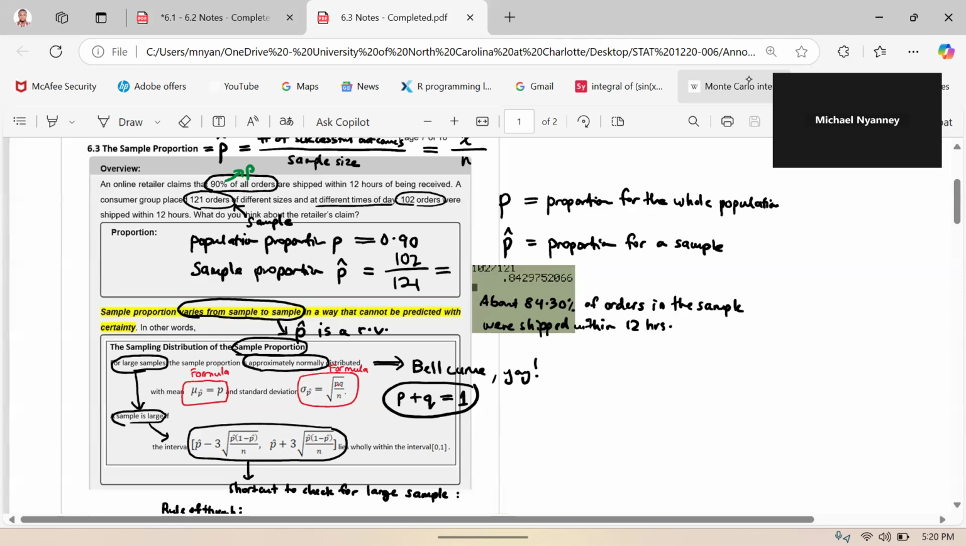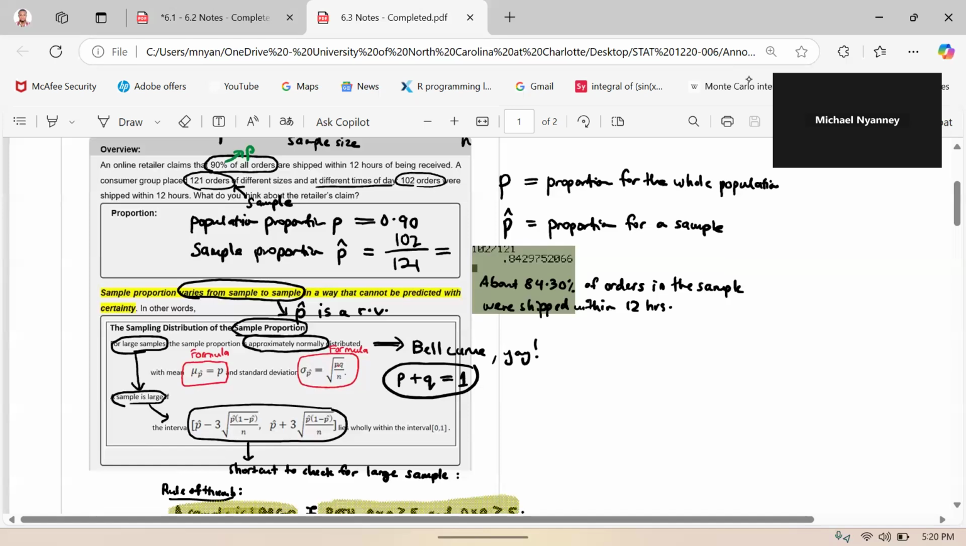The population proportion is 0.9, and the sample proportion is 102 over 121. So that is it. You can see that if you pick different samples, the sample proportion changes. So we view the sample proportion as a random variable. By that, you can find the sampling distribution of the sample proportion, which is our p-hat. It's called p-hat.